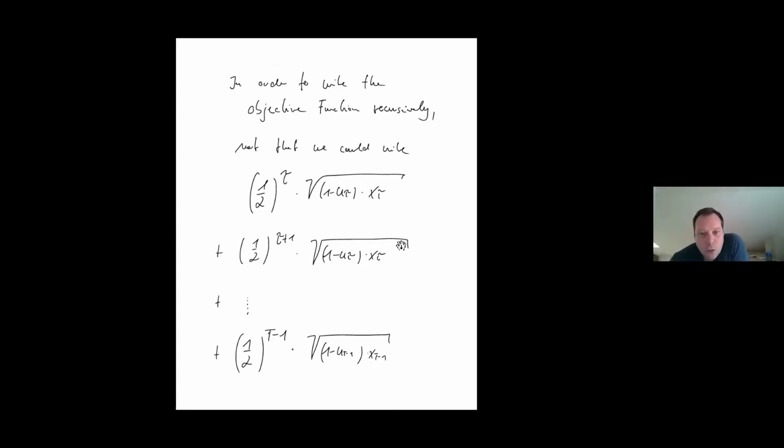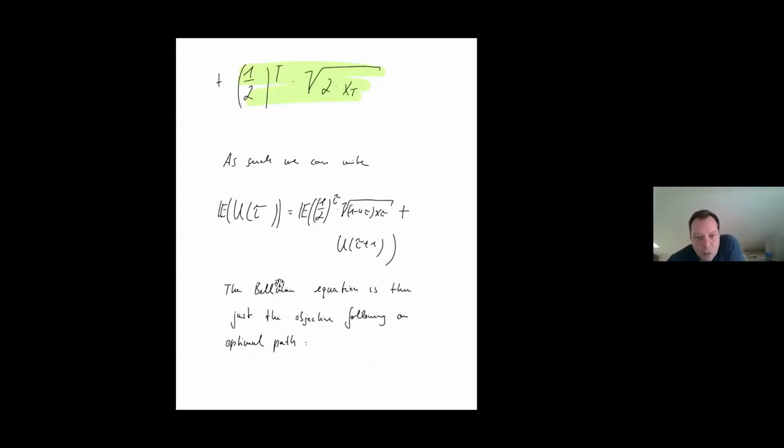But then you can split this up and write this down as the contemporaneous payoff, or the contemporaneous objective, plus the rest. So you want to put this rest together. Okay, and what is then the rest? Well, we could claim that the rest is just the objective function that starts in tau plus 1.